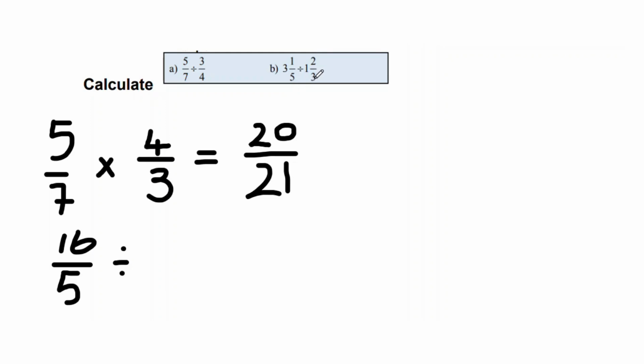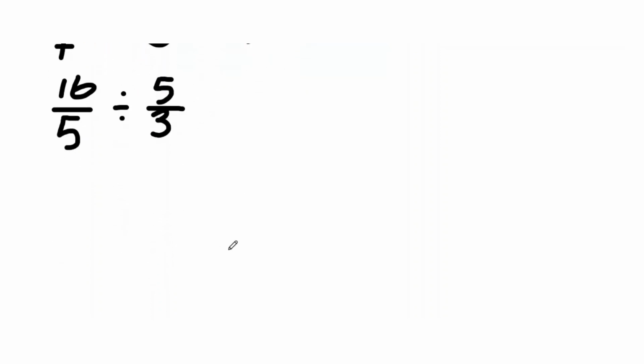1 times 3, that's 3, plus 2, that is 5. So we have 5 over 3 for our second fraction. Right? So we can work with that now. From there, we can reciprocate our second fraction. So we have 16 over 5, that being multiplied by 3 over 5.